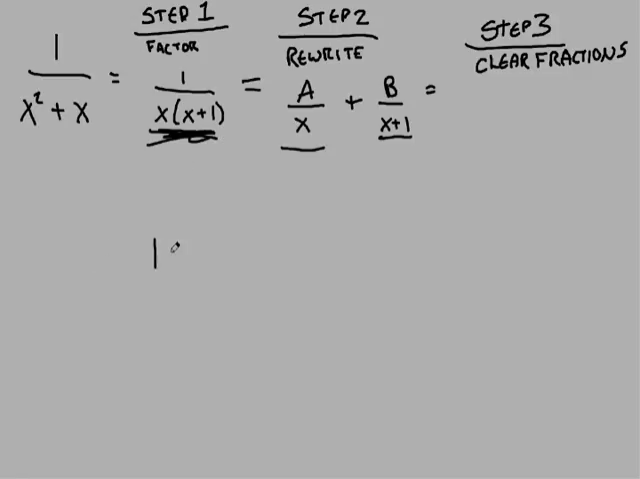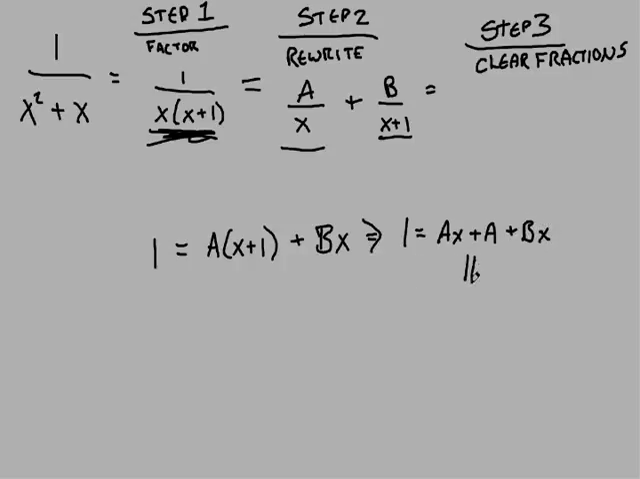And so what you get now is 1 is equal to A times x plus 1 plus B times x. So now let's multiply this out. So you get 1 is equal to Ax plus A plus Bx. Rewriting this again, we get 1 is equal to A plus B quantity times x plus A.